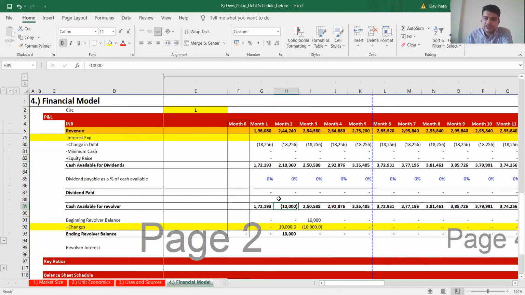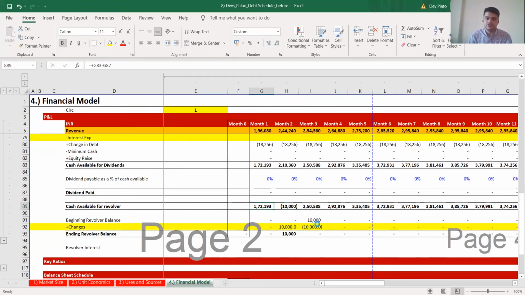But suppose this number came to minus 10,000. It would mean that I'm 10,000 bucks short of cash in my business, which means I need to pull 10,000 bucks in cash into the business. And that balance is being pulled through the revolver drawdown. So my ending revolver balance for the month would be 10,000. And the next month I generate 2.5 lakhs in cash. And from that cash, I pay down the revolver.